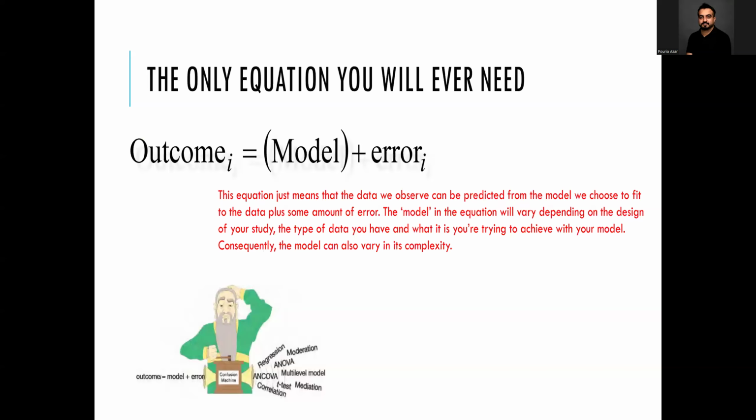So this is the only equation you will ever need to remember. Outcome equals model plus error. As I said, we always have error. We always have measurement error. So the model can be as simple as the mean, or it can be complicated statistical tests like regression, ANOVA, t-test, correlation, and ANCOVA, and the outcome is our dependent variable.